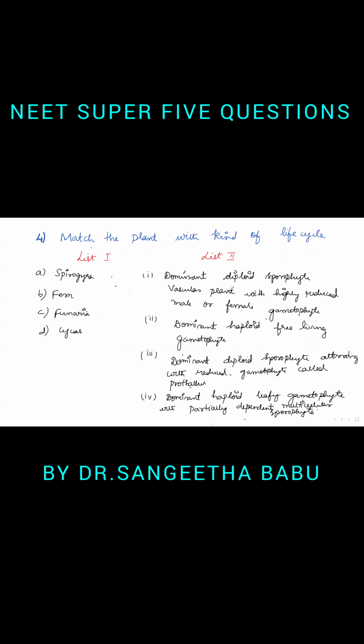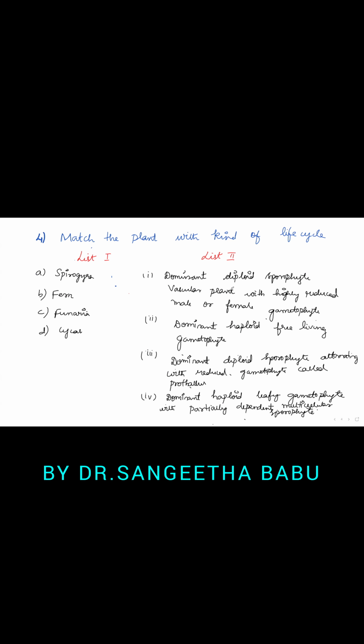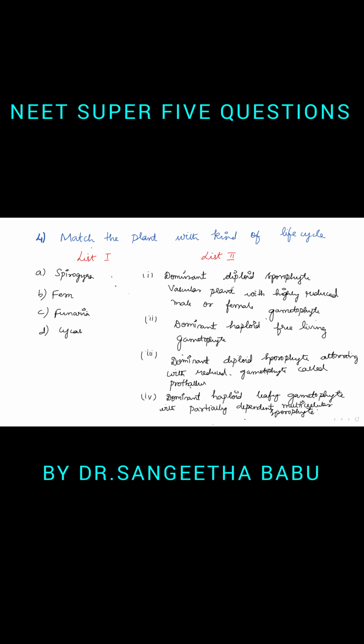Here it is about the life cycle in Spirogyra, fern, Funaria, and Cycas. What about the characteristics of Spirogyra, which is an alga, the fern, which is a pteridophyte, Funaria, which is a bryophyte, and Cycas, a gymnosperm? So how can we match them here?